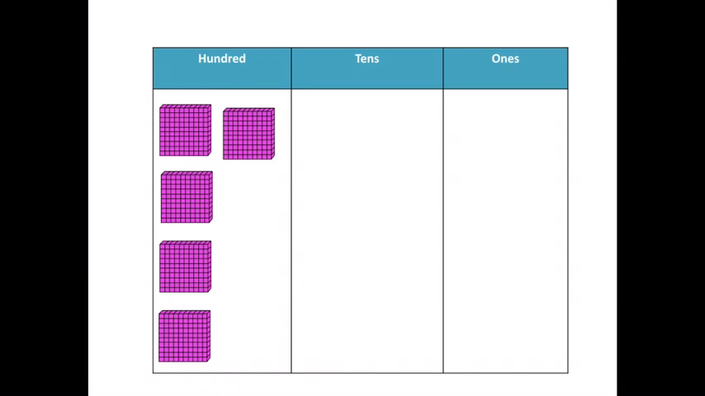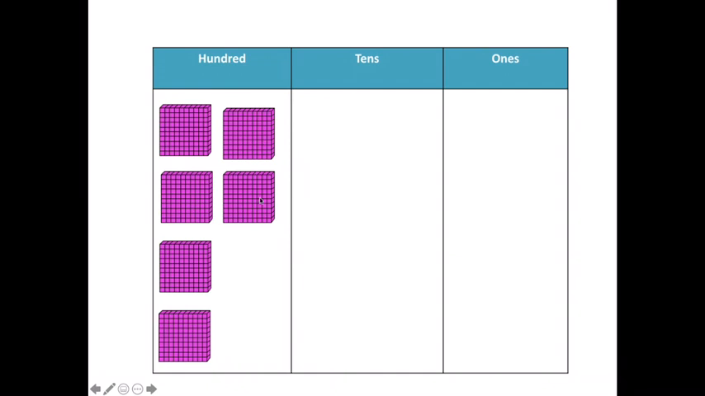That's right. I would need to add 1 extra 100. So let's do that now. I've added my additional 100. Now let's see what we have. 100, 200, 300, 400, 500, and 600.